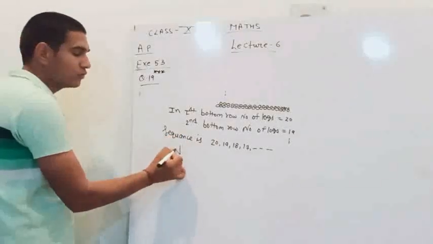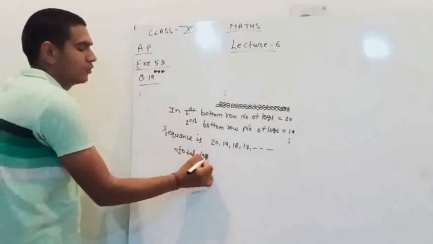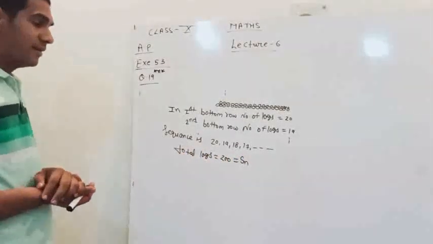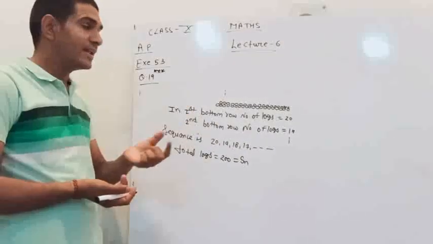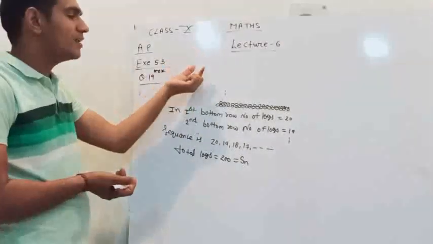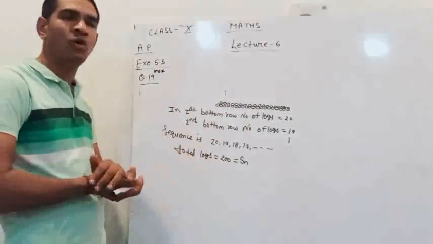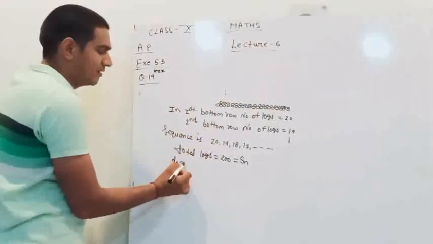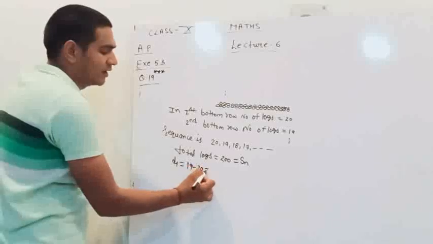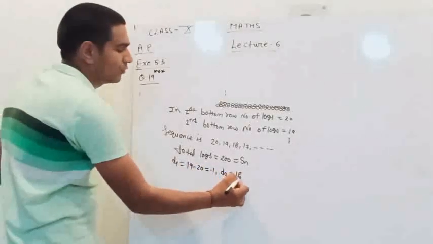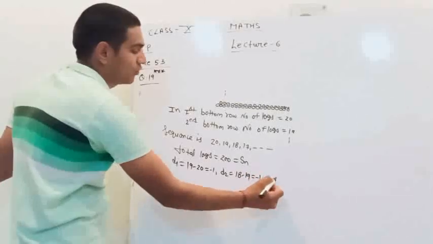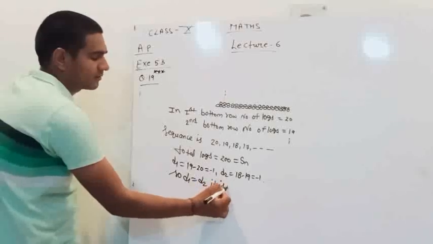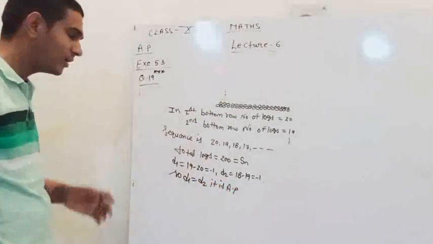And what is given to you? Total logs is equal to 200, which is equal to S. So here, students, firstly we will find the number of rows, meaning we have to calculate the value of n. For the given sequence, d1 is equal to 19 minus 20, which is minus 1. d2 is equal to 18 minus 19, which is minus 1, and so on. So d1 equals d2, so it is in AP form.